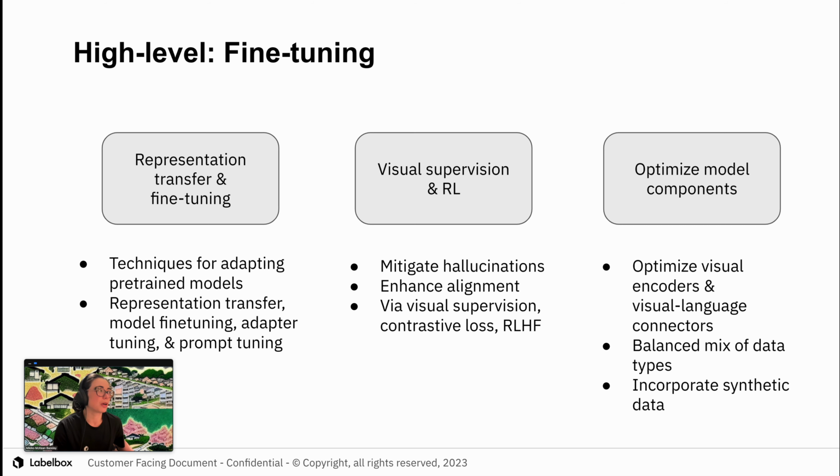Fine tuning. So if you are fine tuning, there's some techniques you can look at. So techniques for adapting pre-trained models, which include representation transfer, model fine tuning, adapter tuning, prompt tuning. You can do stuff in the visual supervision and reinforcement learning area. So for mitigating hallucinations and enhancing alignment, you can use contrastive loss, RLHF, things like that. And then you can also try optimizing model components. So like optimizing your visual encoders and vision language connectors, using a balanced mix of data types, incorporating synthetic data for few shot learning.